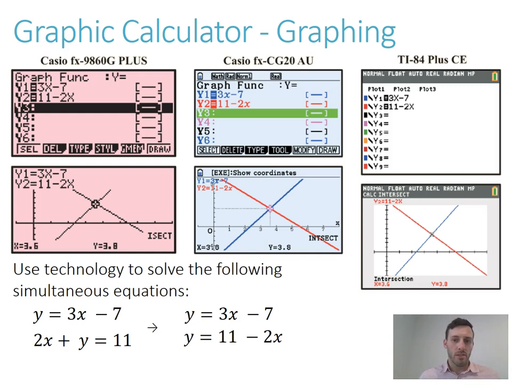Once you've entered in your equations, on the Casio, for example, you hit Shift, G solve, intersect, and then you'll solve the equations. In this example, x equals 3.6, y equals 3.8. That might be difficult to find on a hand-drawn graph.